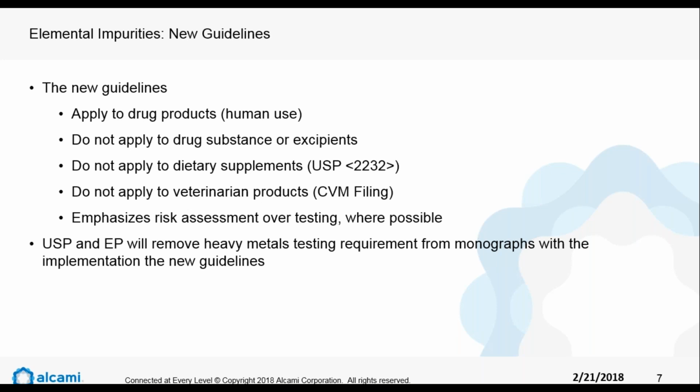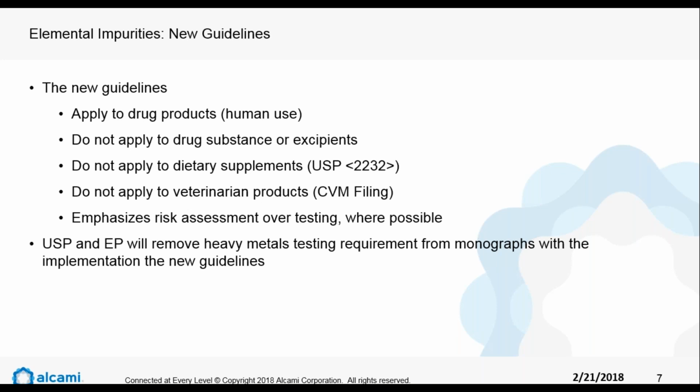There is a different USP chapter. The current USP for elemental impurities is USP 232 and 233, but there is a different chapter, USP 2232, for elemental impurities of dietary supplements.